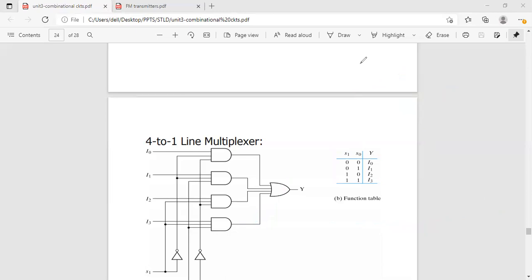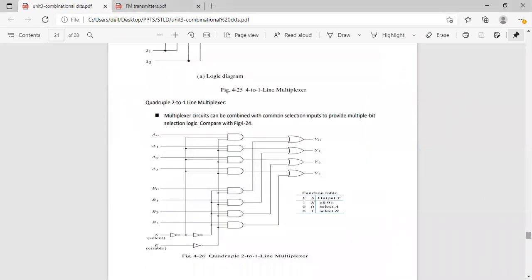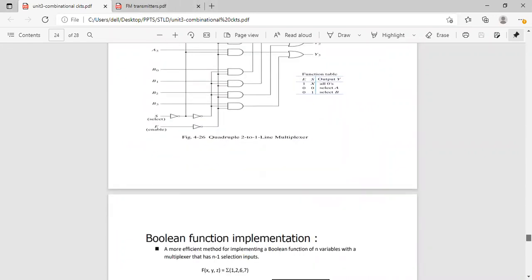In a similar way, you can write the 8 to 1 multiplexer and 16 to 1 multiplexer. Okay, see here.